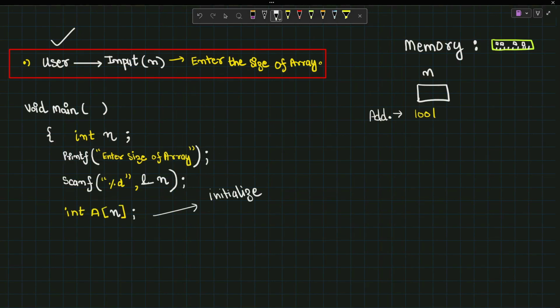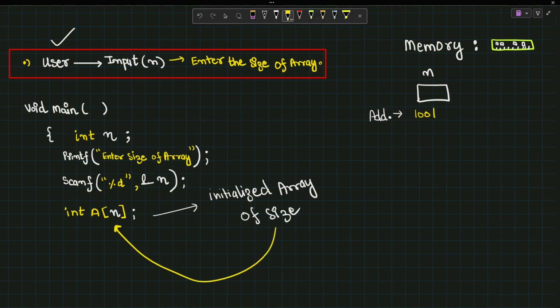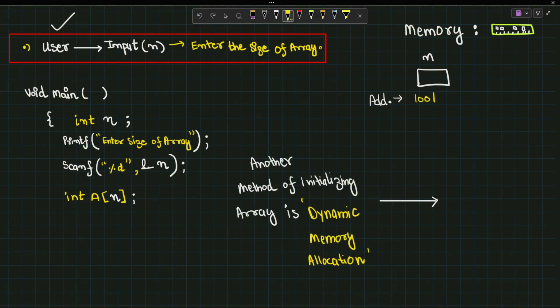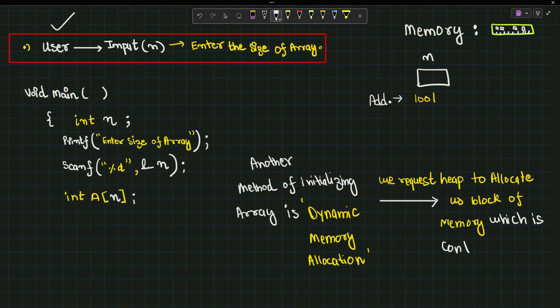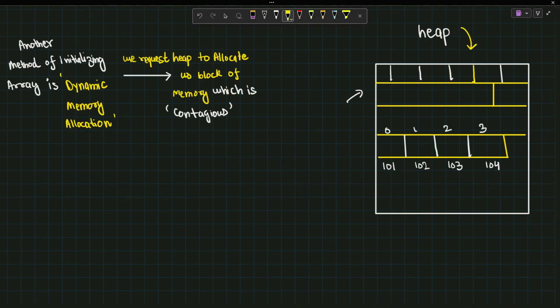Now, we will initialize an array named A of size n. There is also another method for the initialization of array, which is called dynamic memory allocation. In this method, we request heap to allocate us a block of contiguous memory, meaning that the continuous block of memory with a sequence of proper address for each element. This is our heap. There are random blocks of memory available.